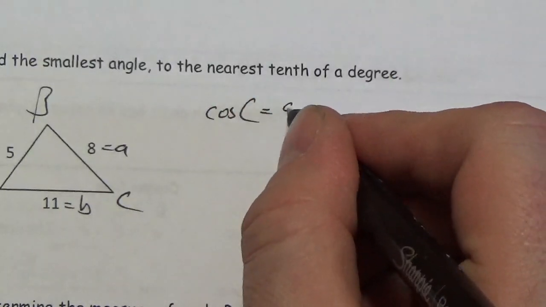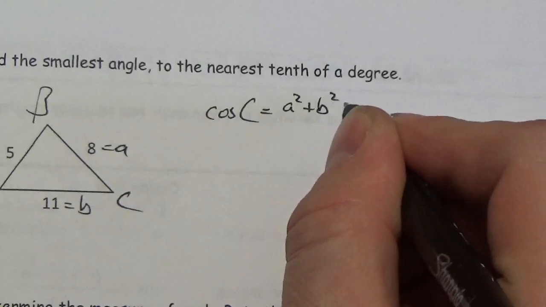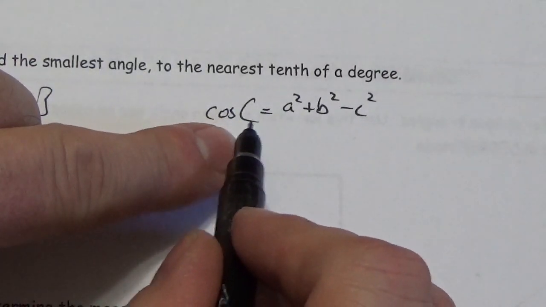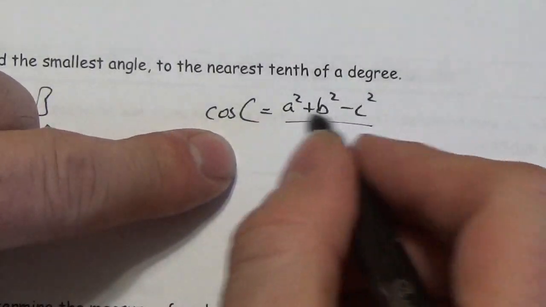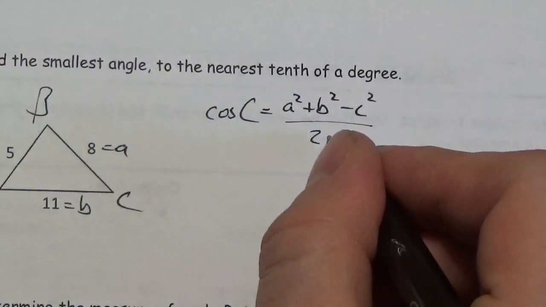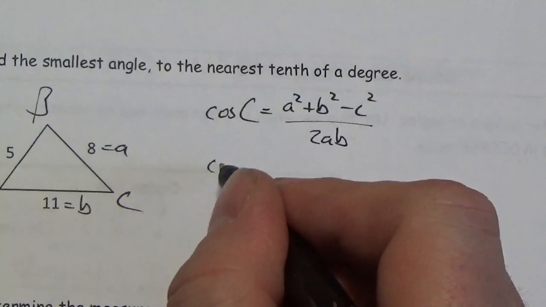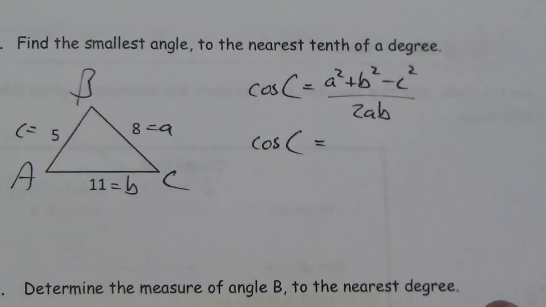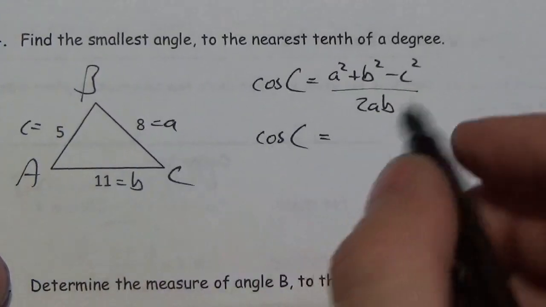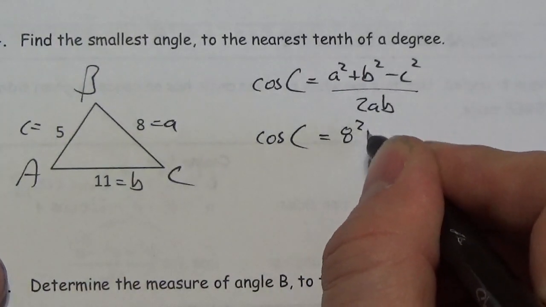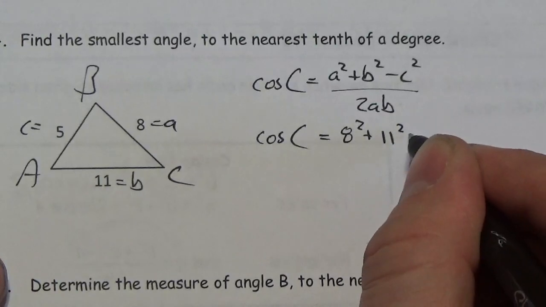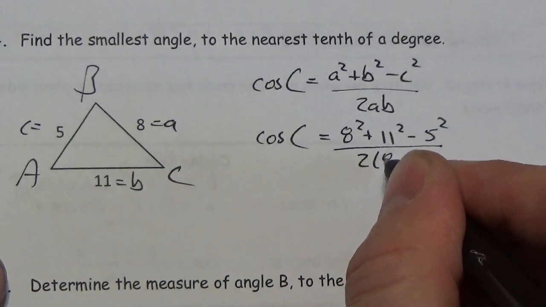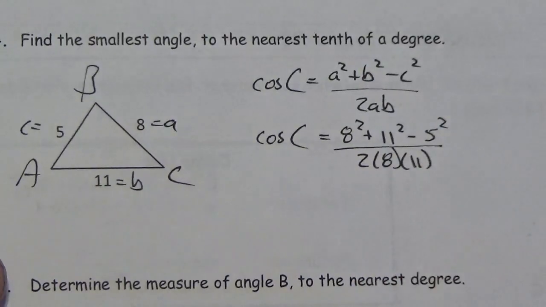And so this is going to be a squared plus b squared minus c squared. I know that c is the side opposite this angle, and it doesn't really matter about the other two. I can put those in whatever order I want, over 2ab. And now I will put in the pieces of information that I can see here. I see that a is equal to 8, so this is going to be 8 squared plus 11 squared minus 5 squared over 2 times 8 times 11.